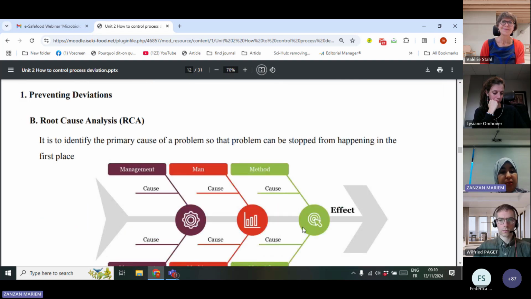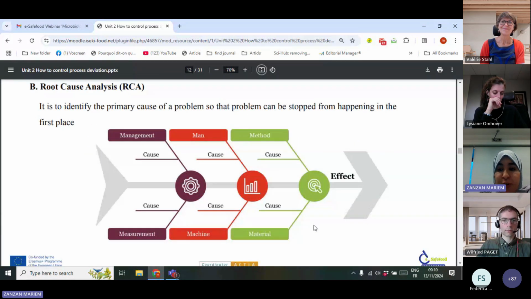Another method for preventing deviation is root cause analysis. A root cause analysis is to identify the primary cause of a problem, so that the problem can be stopped from happening in the first place. And among those methods for root cause analysis, as illustrated in the diagram, we have the method that we call 5M. 5M means man, method, material, machine, measurement.